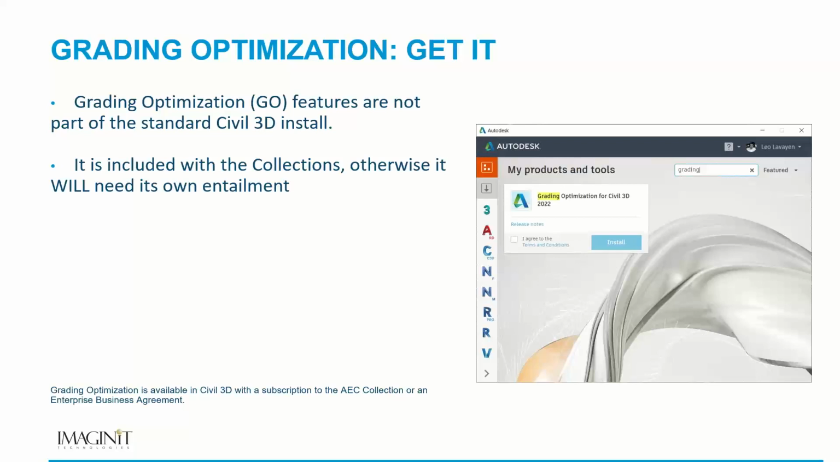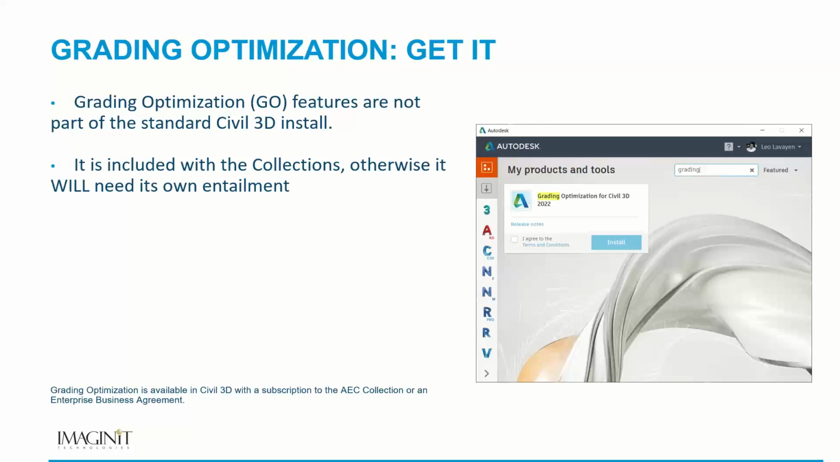Grading optimization, the GO features here, are not part of the standard Civil 3D installation. You're going to have to go out to either your manage.autodesk.com, or if you happen to have the tool set installed for the App Store, you're going to have to find it there. Now, just like vehicle tracking as an example, it's an extra tool set that you install, very much like service packs as well. It is included with the collections. Otherwise, it will need its own entitlement. So just because you have Civil 3D doesn't mean you necessarily have and own the grading optimization.